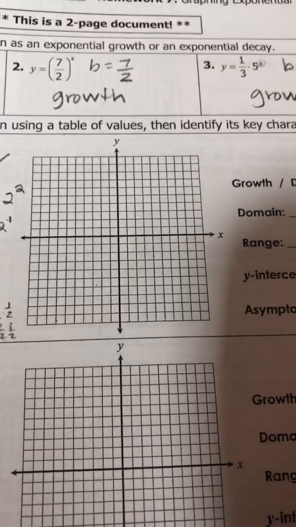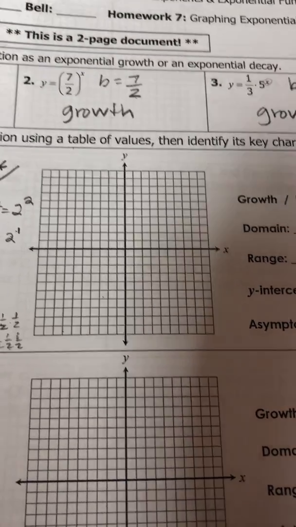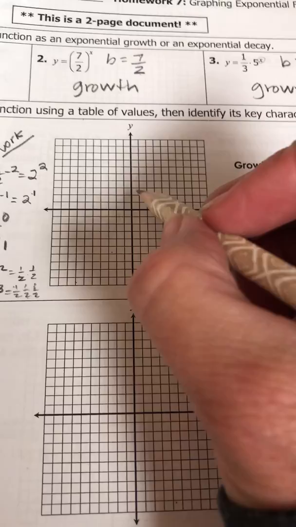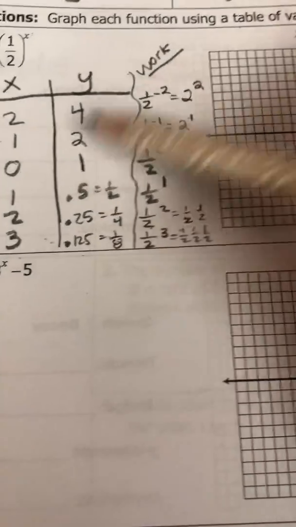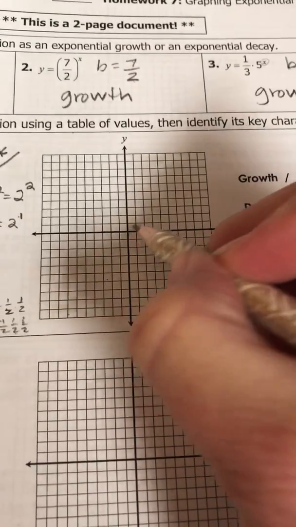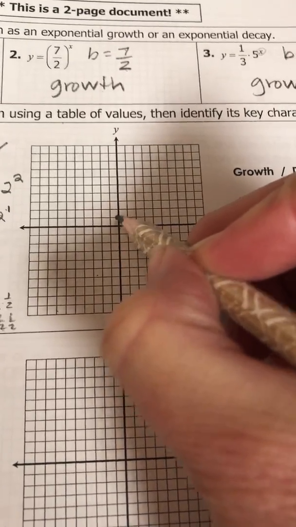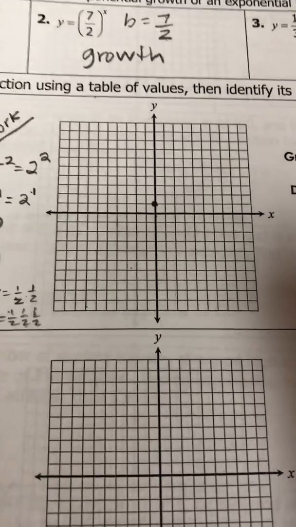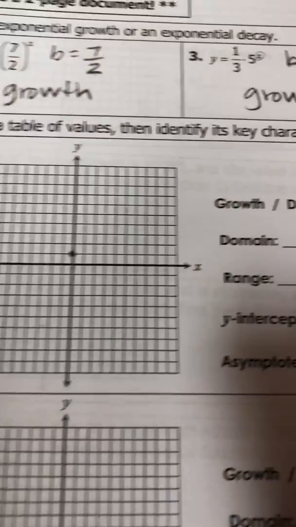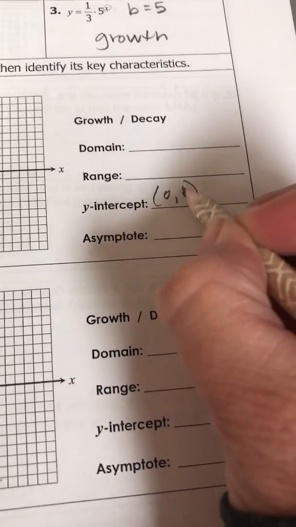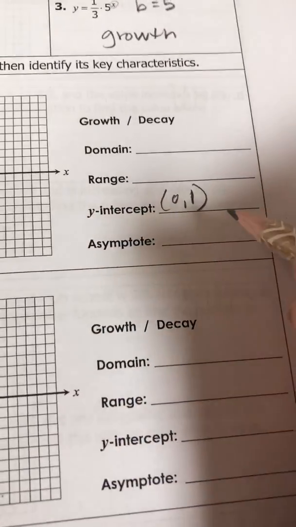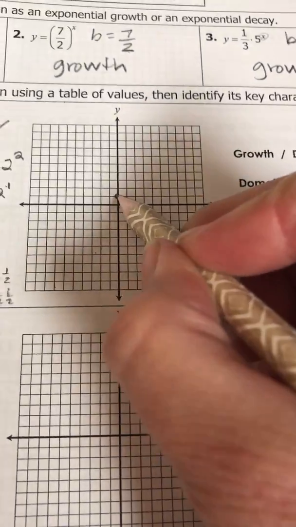And now I can go ahead and graph. So here we go. First of all, I always like to start with my 0, 1. So I'm going to go ahead and do that. If I think about my 0, 1, I'm going to go over 0, I'm going to go up 1. And that is going to be my intercept, my y-intercept. And I could even go ahead and put that in here, and I could put it in as coordinates. That's my y-intercept. So whenever x is 0, y is 1 in this case.